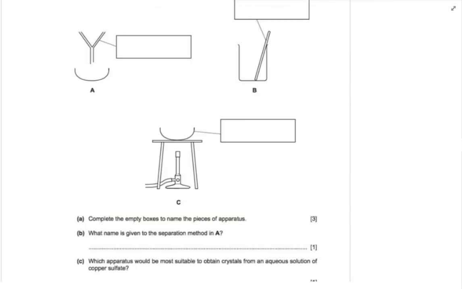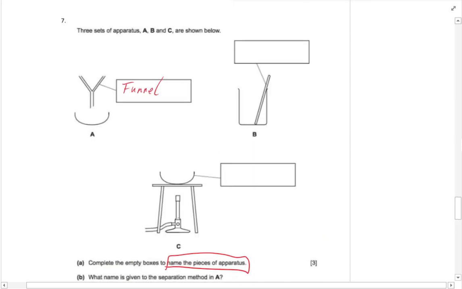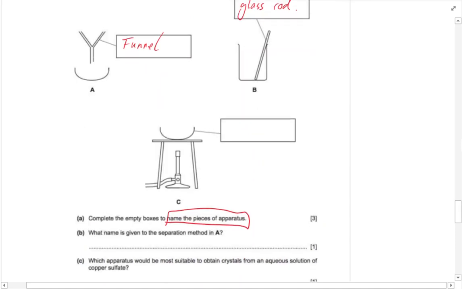Next question. Complete the empty boxes to name the piece of apparatus. So it's not the process we're looking for. Name the pieces of apparatus. This looks like it's pointing to the funnel and not the filter paper. This looks like a glass rod. This looks like an evaporation basin.